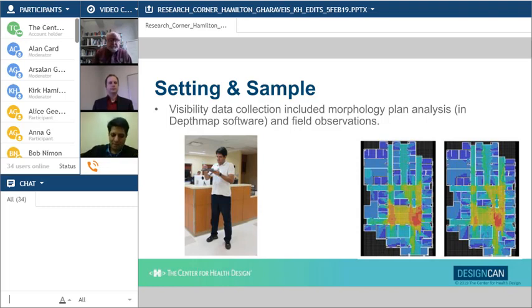Thank you so much, Dr. Hamilton. As Kirk mentioned, this study was qualitative, and I just want to talk a little bit about settings and sample. So before moving forward, I just wanted to give you how we defined visibility and how we wanted to act upon our definitions. So we used the software DepthMap, and we used the methodology and the philosophy of space syntax, and we called it morphology analysis as it is in the literature.